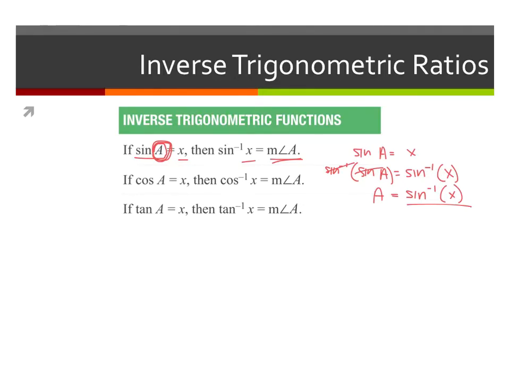So basically, if you have cosine of some angle being that ratio, if you take the inverse cosine of that ratio, you get the hidden angle measure. Again, tangent of some angle measure equals that ratio. If you take that ratio and take the inverse tangent of it, you'll get to know what that angle measure was all along. Here's an example.